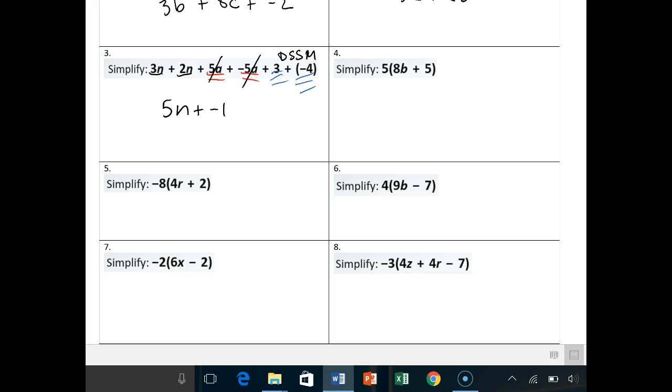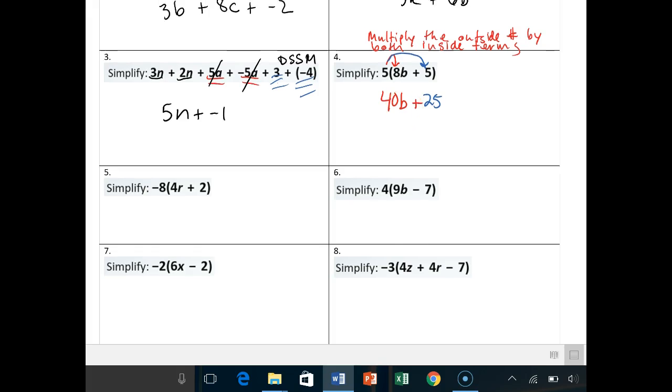The distributive property, you need to multiply. So right here, multiply the outside number by both inside terms. What do I mean by that? I need to do 5 times 8b, and then I also need to do 5 times 5. All right, so 5 times 8b gives me 40b, plus 5 times 5 gives me 25. I don't combine those. They don't have any like terms. One has a variable b, the other one doesn't. That is my answer. That's the distributive property.